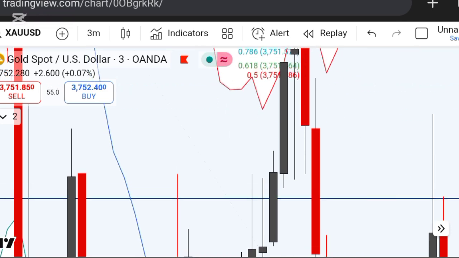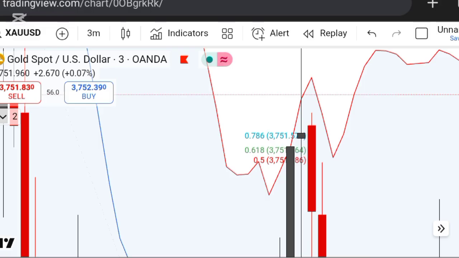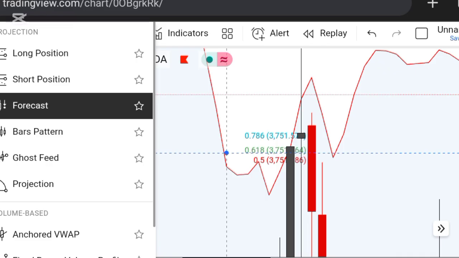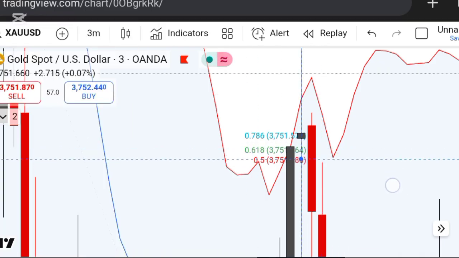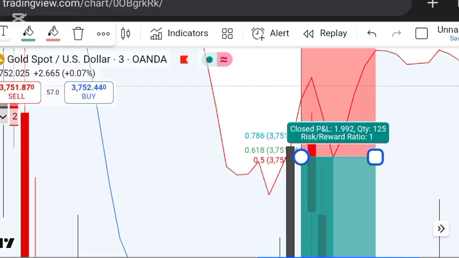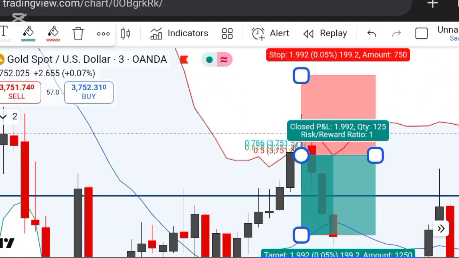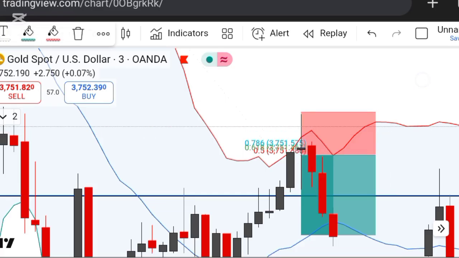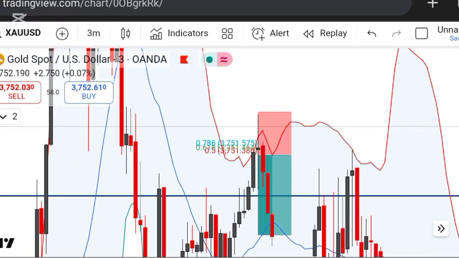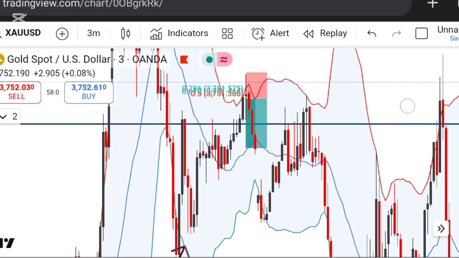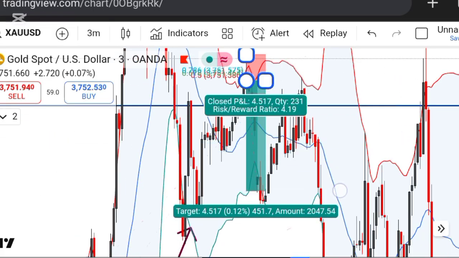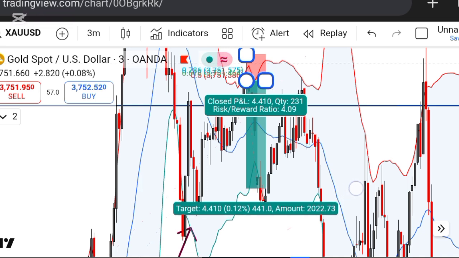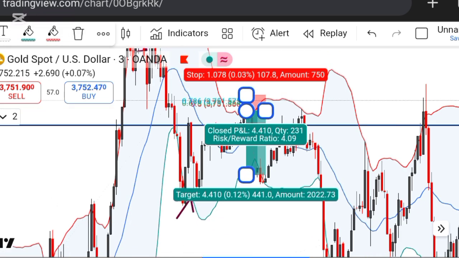Then 50%, you pick your short tool. Your 50% happens to be this 0.5 FIB retracement. You place it there and your stop loss has to come above the high, and you are going to target your 1:4, 1:5, 1:7. Your 1:4 was right there. Once you hit 1:4, you start trailing your stop loss.